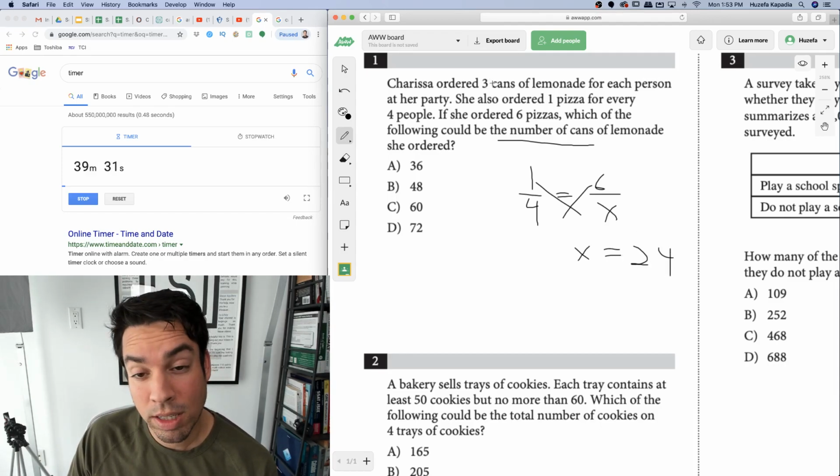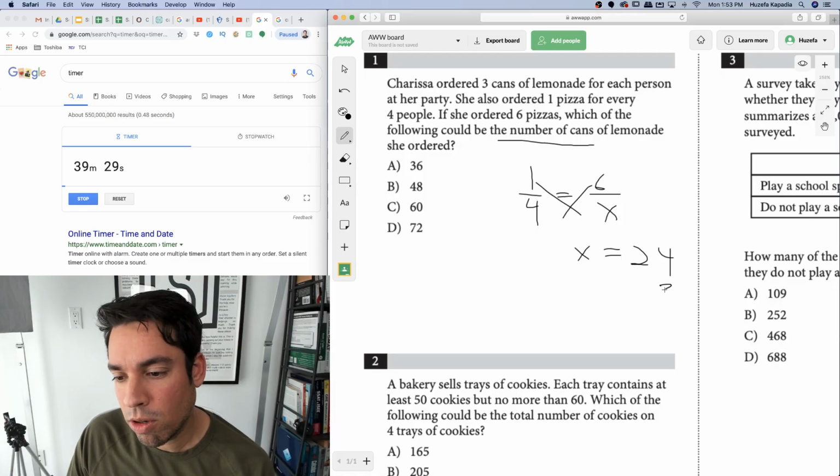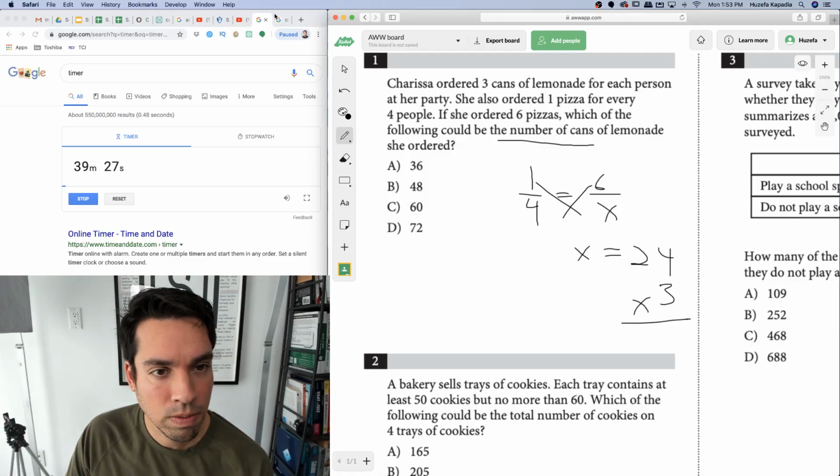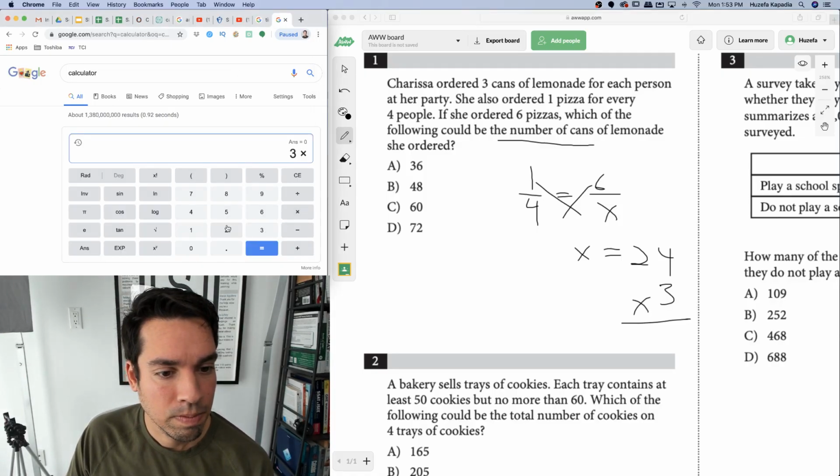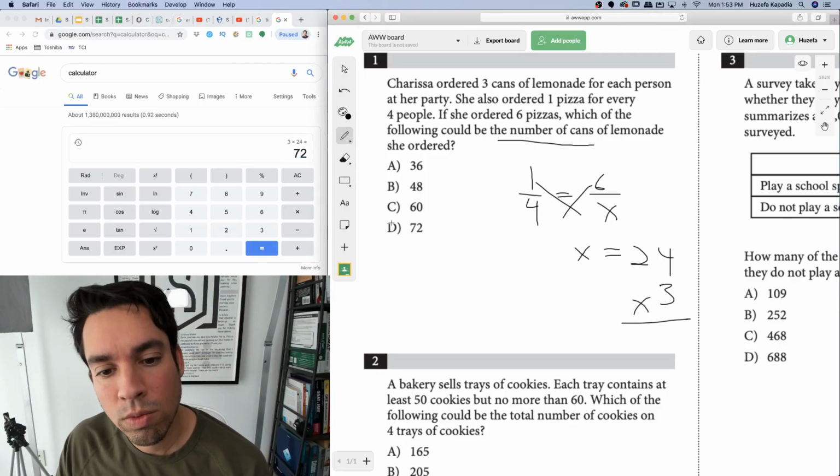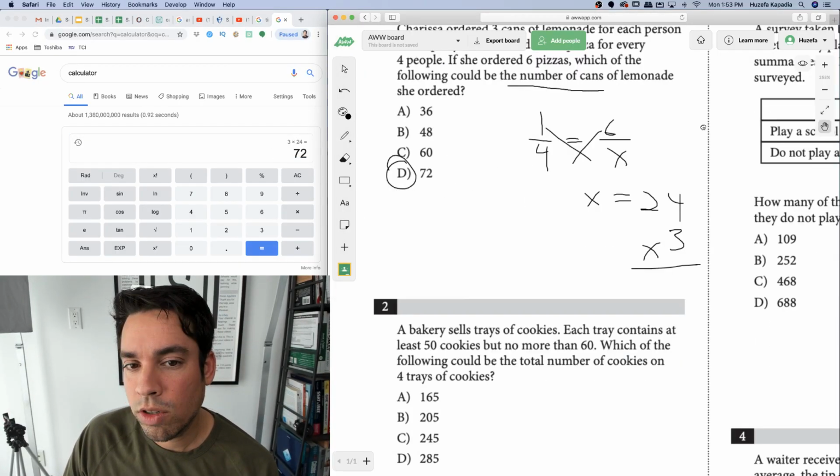And then she got everybody, that's a lot of lemonade, 3 cans of lemonade per person. So 3 times 24, 72. All right, number 2.